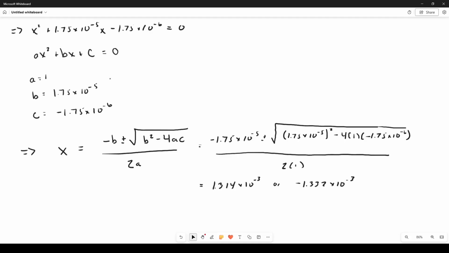Now note that this is a real solution, so we want to have a positive value. This means that our first solution is going to be kept, and our second solution is discarded because it's not physically meaningful. Going back to our original expression for Kc, where we had x squared over 0.10 minus x, we can now write out the concentrations.